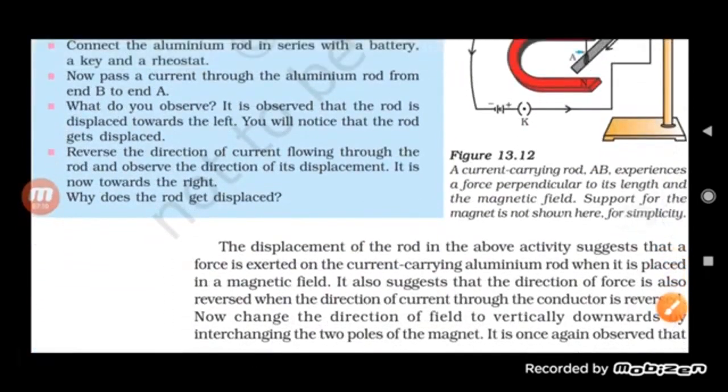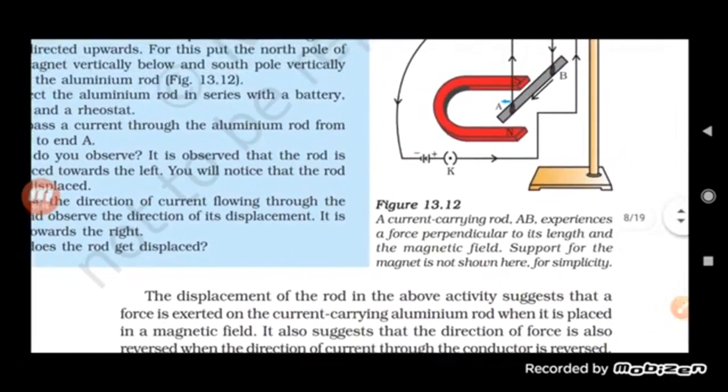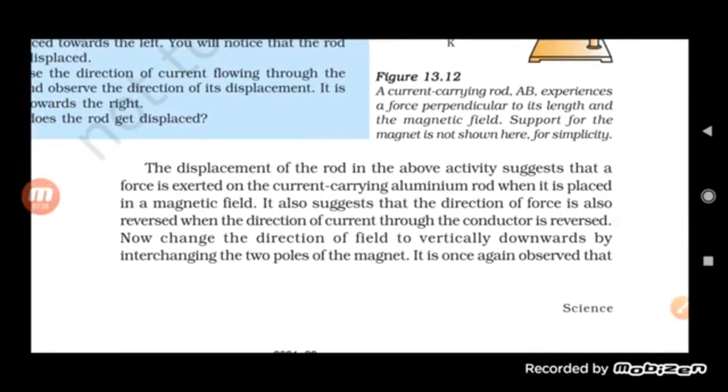So why does the rod get displaced? I hope you have understood that when the current flows through it, the current carrying conductor which is present in between the magnetic field will get displaced, and the displacement of the rod is because a force is exerted on the current carrying aluminum rod when it is placed in a magnetic field. So it suggests that the direction of force is also reversed when the direction of the current through the conductor is reversed.